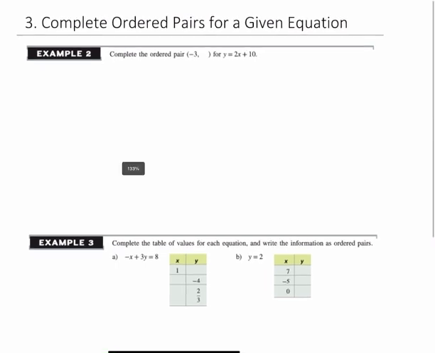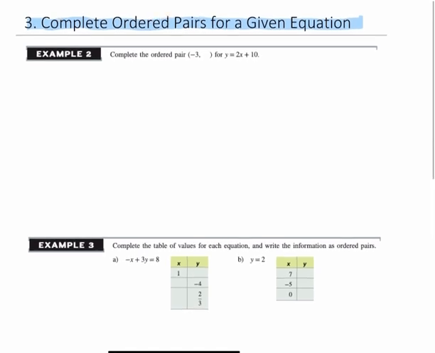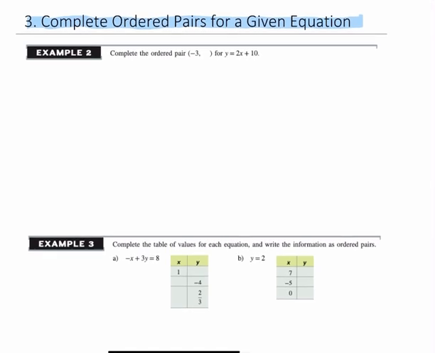So let's look at a few more examples. This is the topic of completing an ordered pair, meaning we'll be given an x or a y value, and we want to find the value of the other variable that will make the statement true. So in this first example, they're giving us an unfinished ordered pair, negative 3 comma something. I can put a question mark there. So it's really asking us a question: when x equals negative 3, what is y equal to?